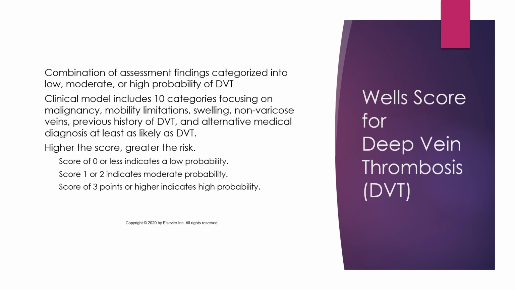The Wells score for deep vein thrombosis is used for deep vein thrombosis. There are specific criteria that you have to use, and you can see on the screen, the higher the score, the greater the risk. DVT presents with unilateral swelling of the affected leg, tenderness to severe pain, possible warmth and redness from accompanying inflammation, and possible superficial venous dilation. We evaluate the symptoms considering the patient's history and current medical condition.